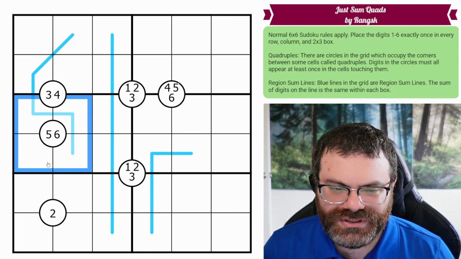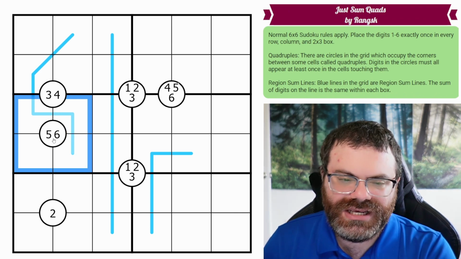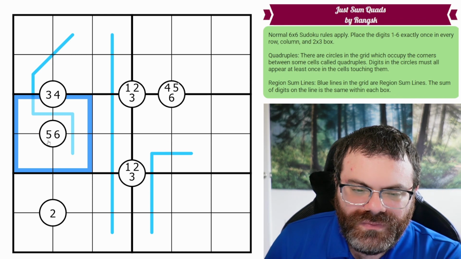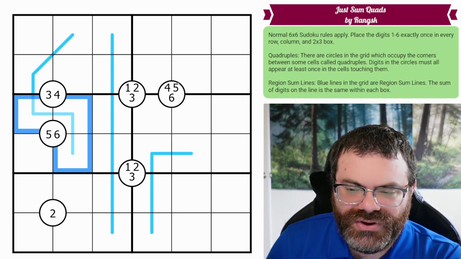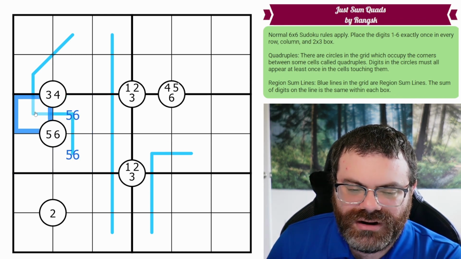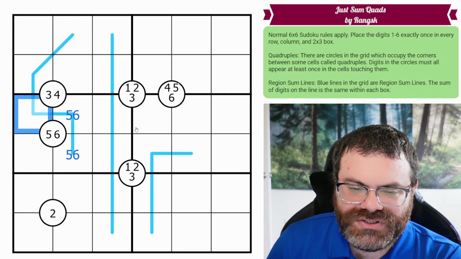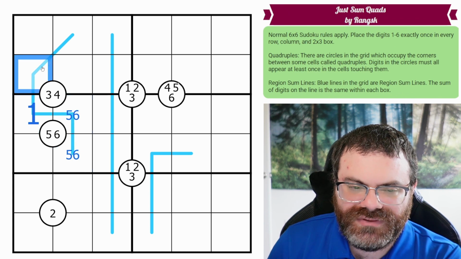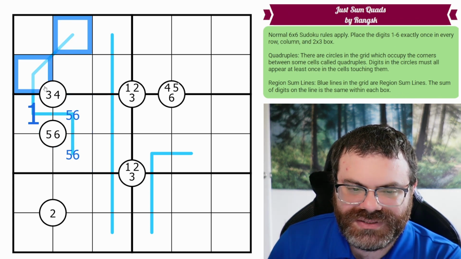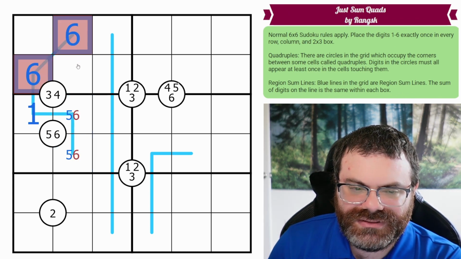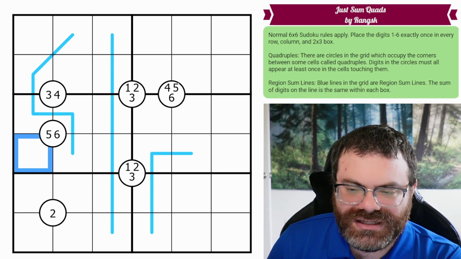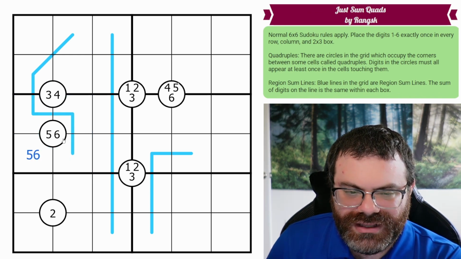I think there's a few things you can notice first. I like to notice this first. Can 5 and 6 go somewhere on this blue line? And the answer is no, because the minimum that this could sum to if it had both 5 and 6 on it is 12, and we can't make 2 digits add to 12 in this box. They'd have to both be 6. That doesn't work. So this is going to be a 5 or 6 as a result.